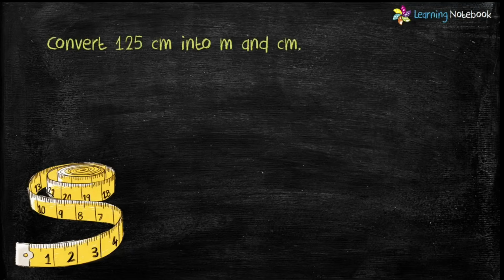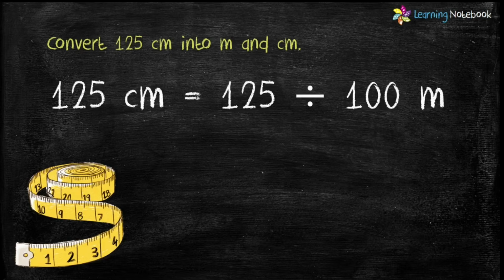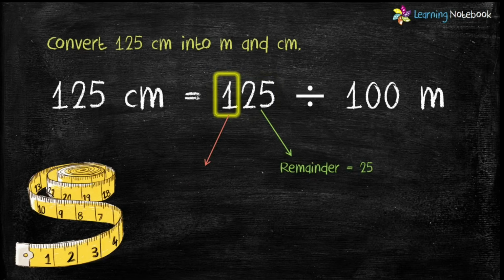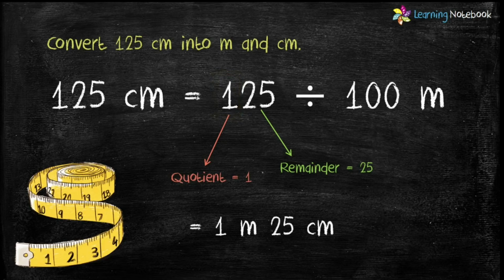Second question is, convert 125 centimeter into meter and centimeter. Again students, to convert centimeter into meter, we will divide by 100. And I just told you, when a number is divided by 100, digits at ones and tens place make up the remainder. So here, remainder is 25. And rest of the digits make up the quotient. So here, quotient is 1. Therefore, answer is 1 meter and 25 centimeter.